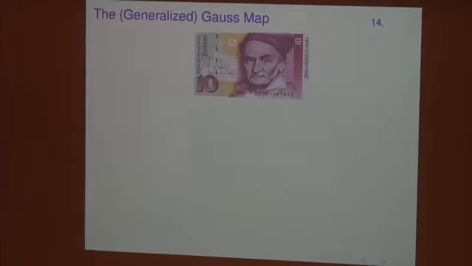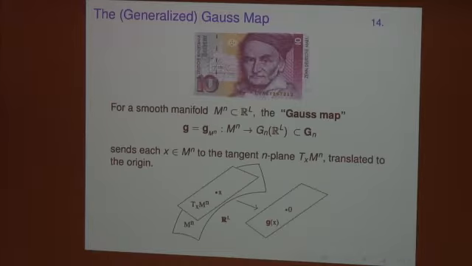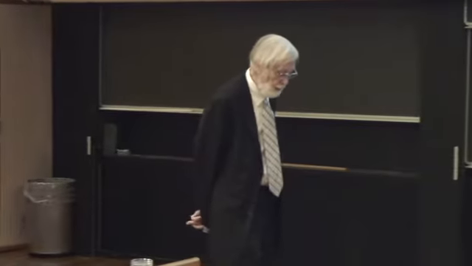Okay. Now I want to go back even further to Gauss, who studied what I'll call, studied for surfaces in 3-space, a construction which I'll use in higher dimensions. So if we have an n-dimensional manifold smoothly embedded in R^L, then at each point x, it has a tangent n-dimensional plane. And we just translate that n-dimensional plane to the origin and call that g of x. So it's a mapping from the manifold to the Grassmann manifold of n-planes through the origin.